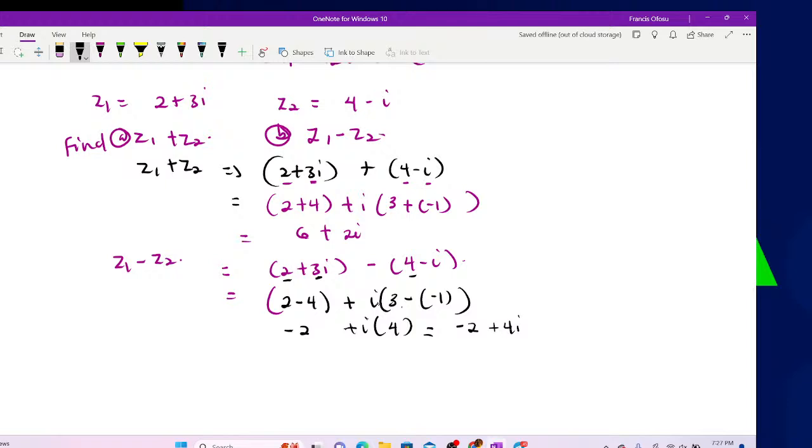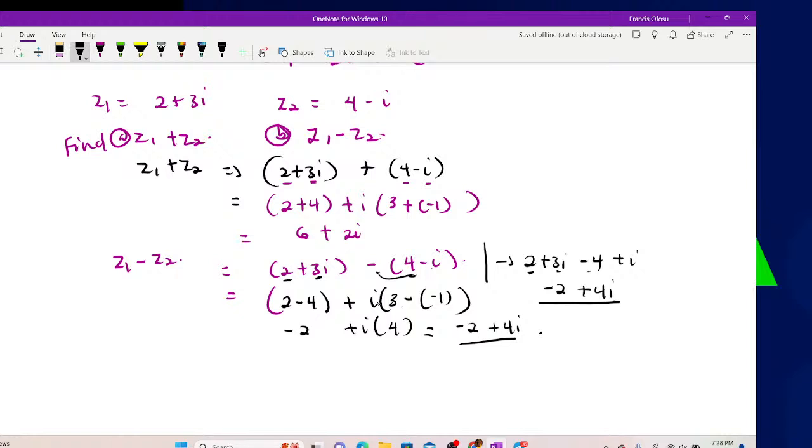And this is how we go about the subtraction. Anyways, somebody will prefer to also expand this bracket, because addition and subtraction are almost the same, just the sign changes. So the person can straight away write 2 plus 3i minus 4, then minus minus will give us plus i. So 2 minus 4 is negative 2, 3 plus 1 is 4i. And this is the same as what we have here. So this is how we also go about subtraction of complex numbers.